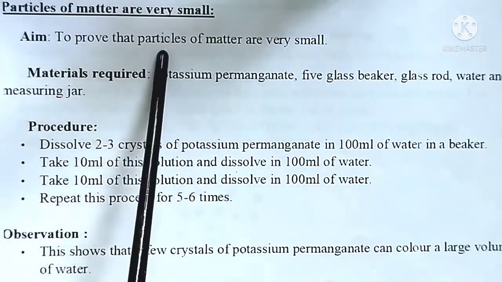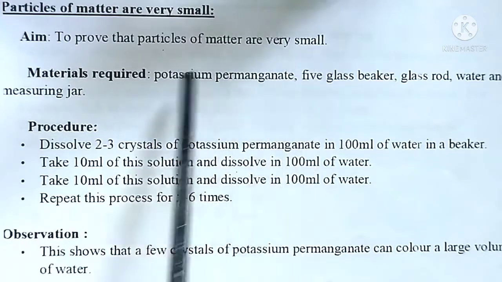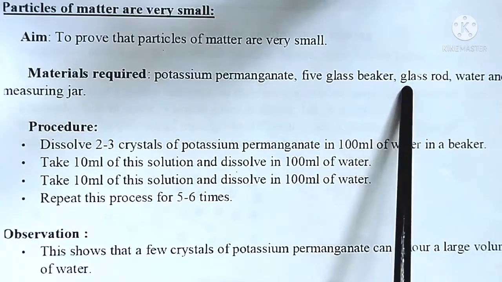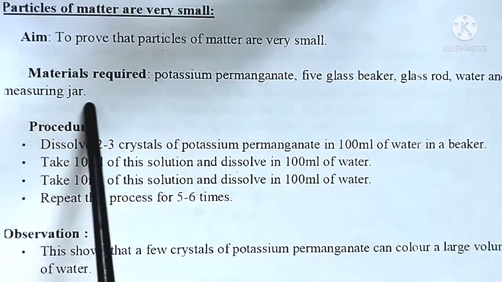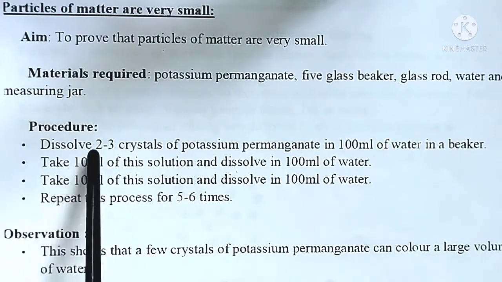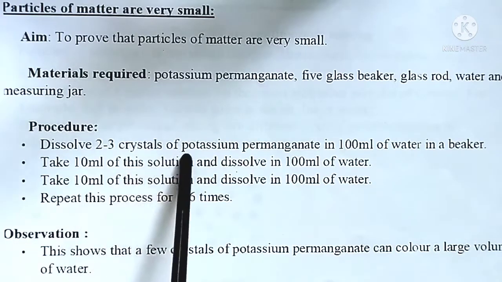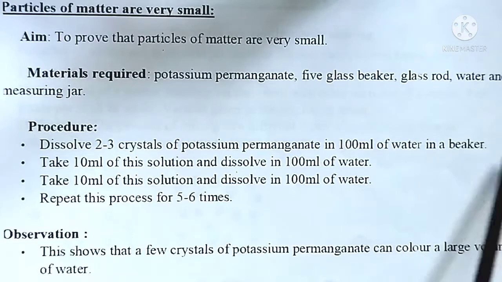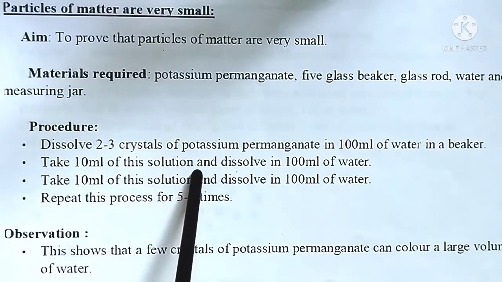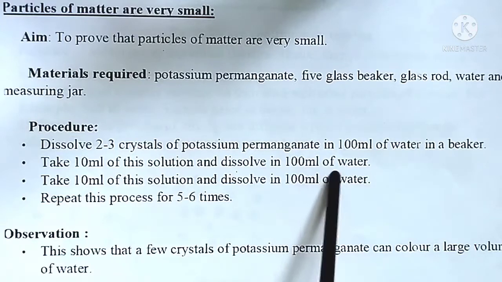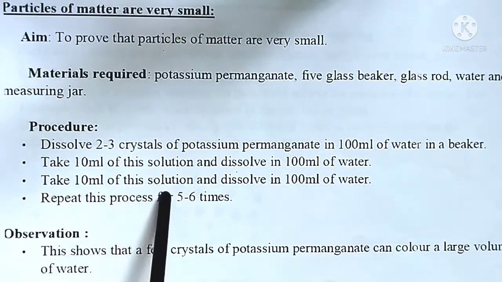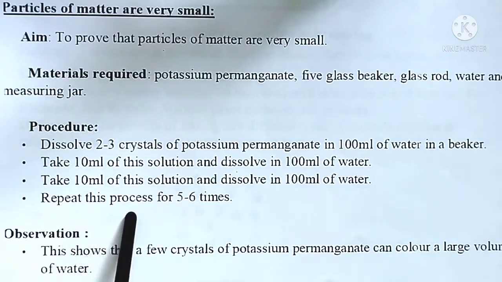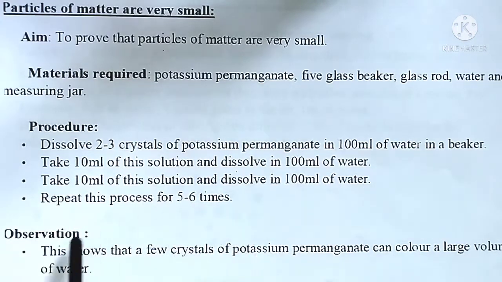Aim: to prove that particles of matter are very small. Materials required: potassium permanganate, 5 glass beakers, glass rod, water and measuring jar. Procedure: dissolve 2-3 crystals of potassium permanganate in 100 ml of water in a beaker. Take 10 ml of this solution and dissolve it in 100 ml of water. Take 10 ml of this solution and dissolve it in 100 ml of water. Repeat this process 5 to 6 times.